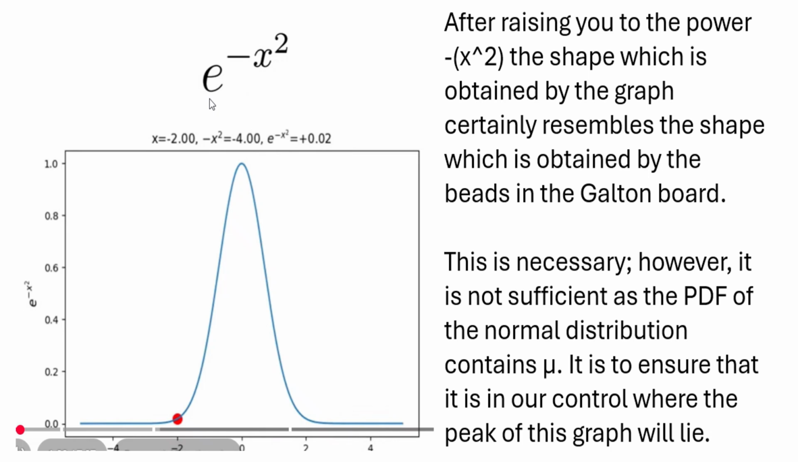because as we have seen, the PDF of the normal distribution contains mu and sigma. So we have to see what role these constants, these variables like mu or sigma, have to play. Now, as we said in the animation related to the Galton board, we have to realize the concept using mathematics as our instrument.